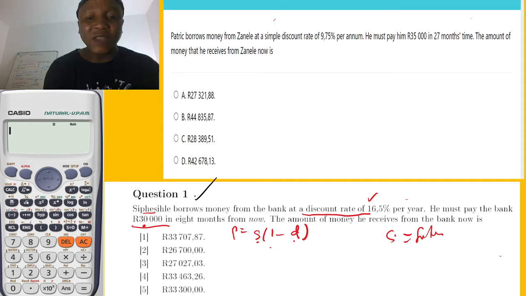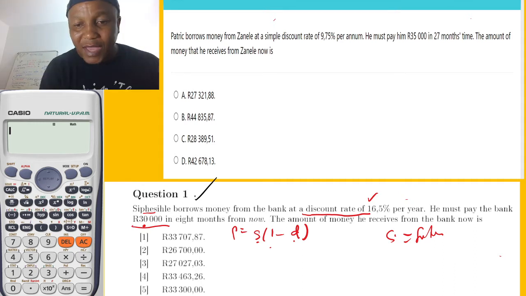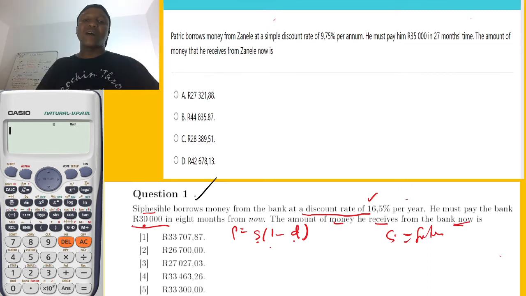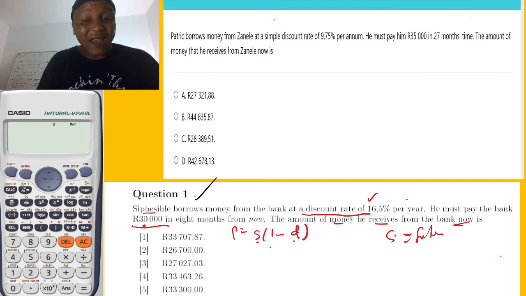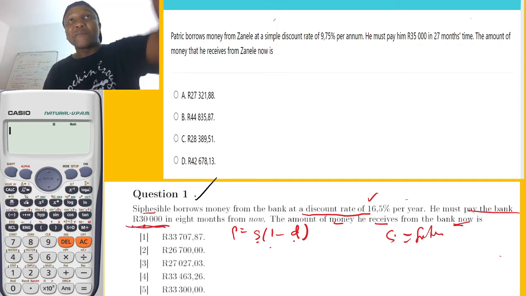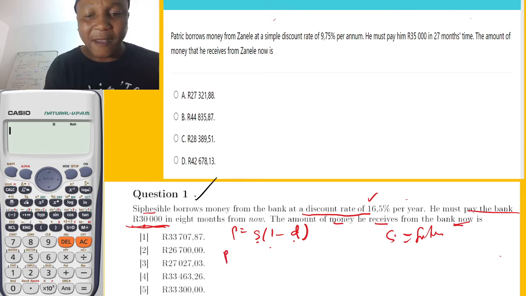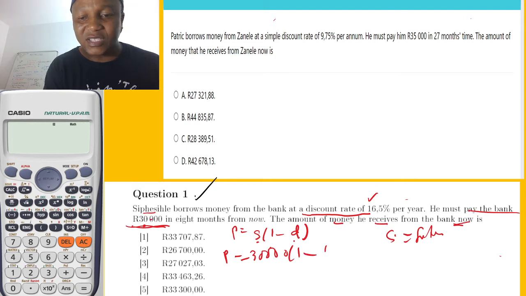So now the amount of money he received from the bank is P, the present value. We don't have that value. We only have what he must pay back, which is the future value. So present value we don't know, that's what we want from the bank. The future value we know is 30,000. The discount rate is 16.5%.